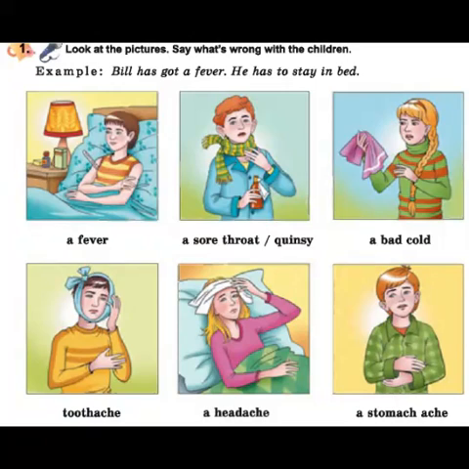Hello children. Lesson 3. Exercise 1. Look at the pictures and say what's wrong with the children. Example. Bill has got a fever. He has to stay in bed.